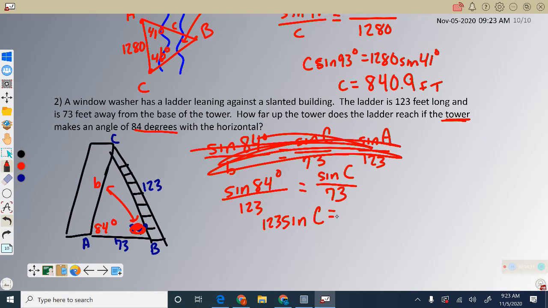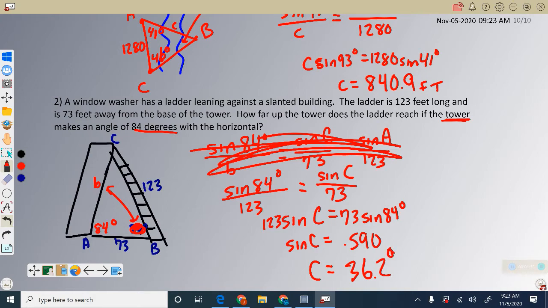123 times sine of C when I cross multiply equals 73 times sine of 84 degrees. When I divide by 123, I'll get sine of C. You get 0.590 something or other. So to get C, we'll take the inverse sine of both sides to get your answer of 36, and again, we'll just round to one decimal right now, 36.2 degrees. Well, that's great, but that doesn't really solve our problem here. We now know this angle is 36.2 degrees. I need to find what angle B is. Well, angle B is going to be just 180 minus angle C and minus angle A.